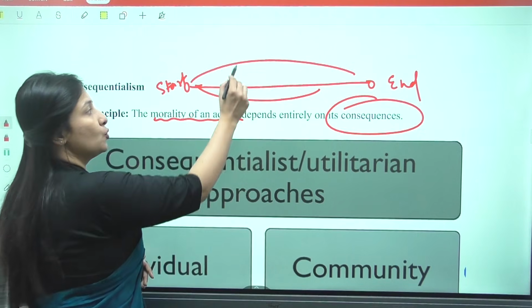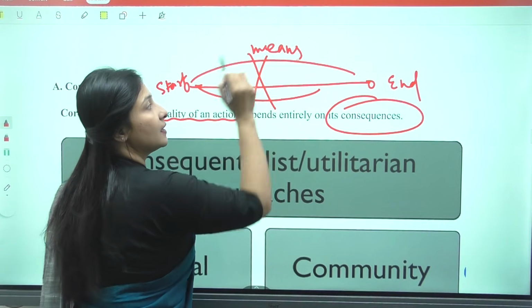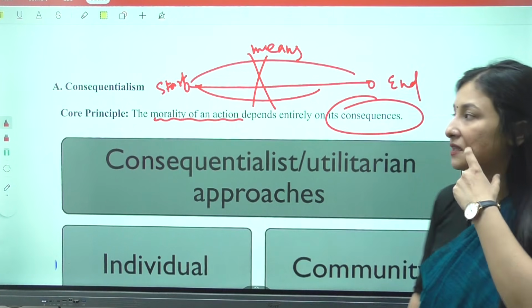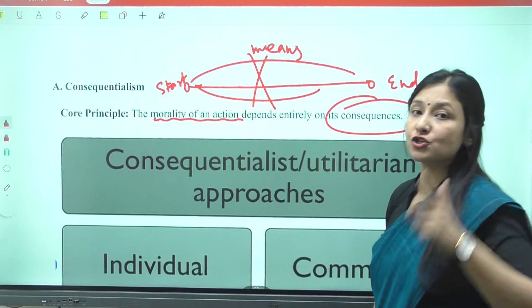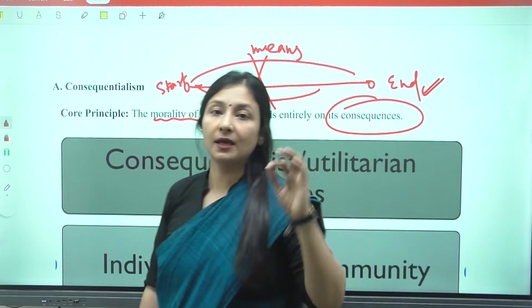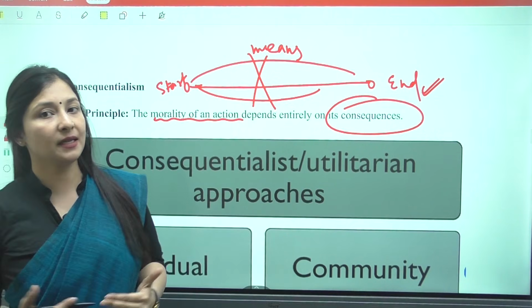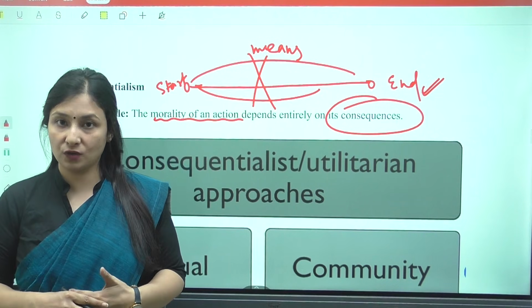Consequentialists do not think about the means. They are saying by hook or by crook, your purpose should be that the end goal should be achieved. For example, Subhash Chandra Bose wanted independence by any of the means. He was a consequentialist in his approach, right?